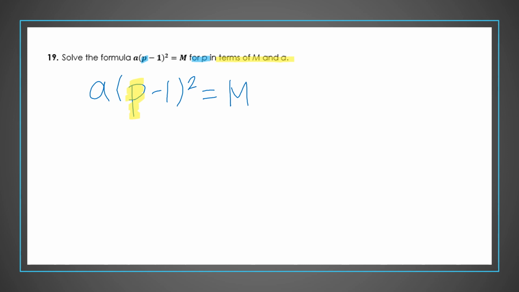So for instance, a lot of students might look at that minus 1 and say, oh, well, to get rid of the minus 1, I need to add 1. And although that's true, you cannot add 1 right now because there are parentheses. And the parentheses are there because of the square.